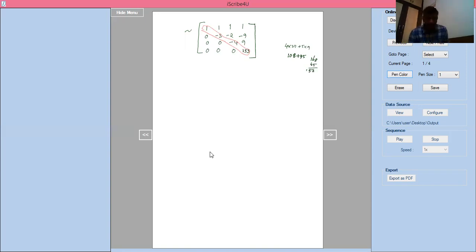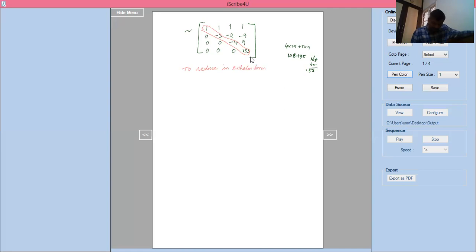If echelon form is required, what I will do here: first column, first row, if you see, the first element should be 1. In the second row, the element should be minus 3. In the third row, the element should be minus 4. That's the way to reduce to echelon form.